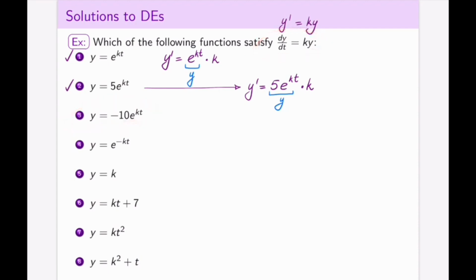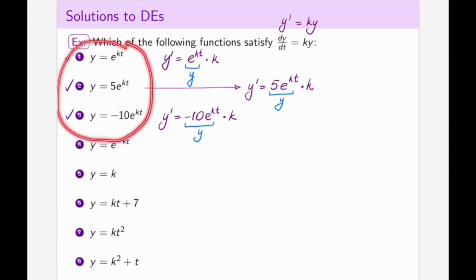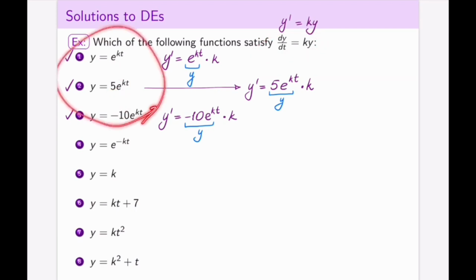I can do the exact same thing here, and I'll notice the exact same pattern happening. The derivative here is going to be the function itself times the chain rule, which gives the constant k. So once again, I get the exact same pattern, and this function also satisfies this exact same equation. So what we notice is that there's something in common with these three functions. Each one of them has this e to the power of kt, and the constant doesn't actually make a difference to whether this equation is satisfied or not. All of these functions are, in fact, solutions to this equation.